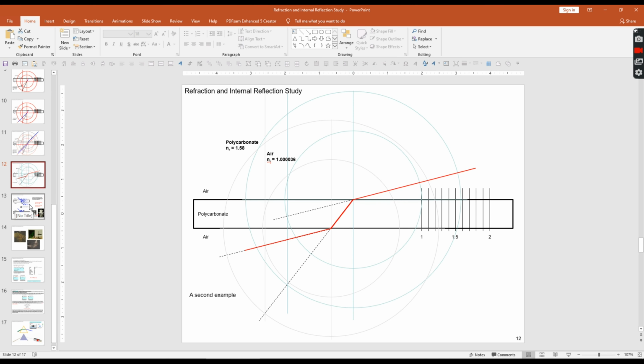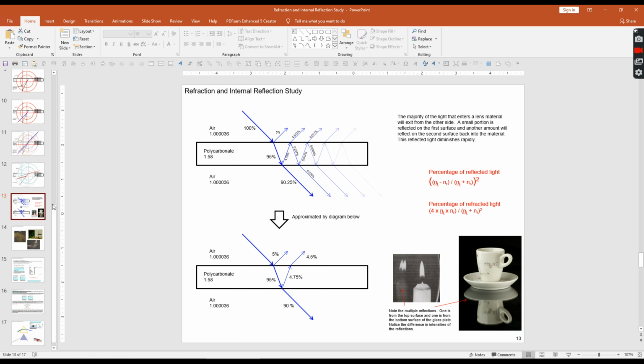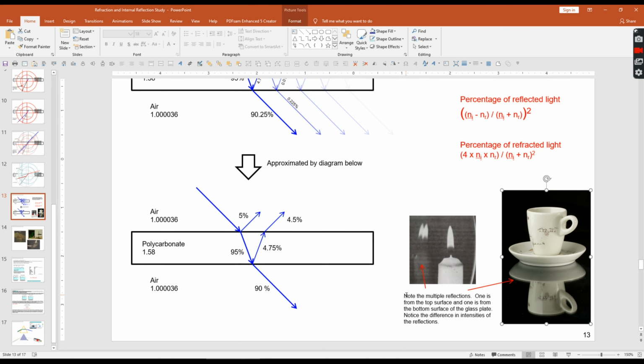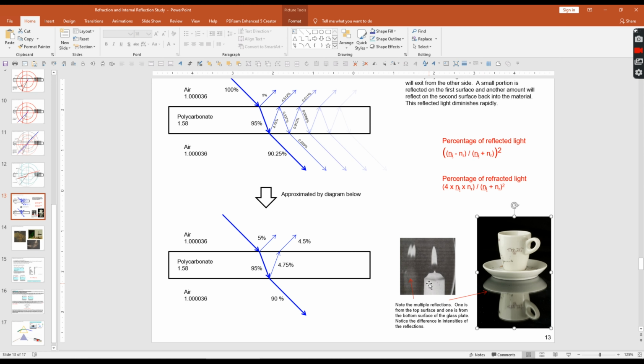So another fun exercise I did was I had noticed that some mirrors with glass or polycarbonate, they would have multiple reflections. So in this case with this candle, it's reflecting, and you see two reflections off of there. On this coffee cup and saucer, you can see multiple reflections. This first reflection here, a second reflection, and then even a third reflection, really faint on here. And so I was curious how much light was actually being lost.